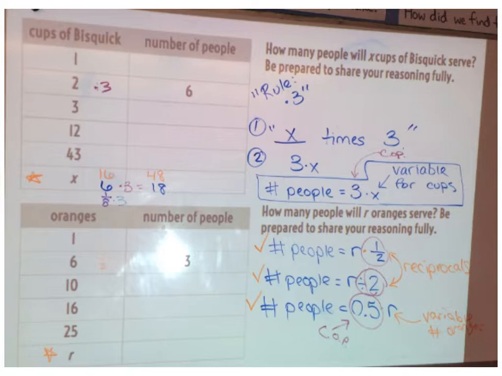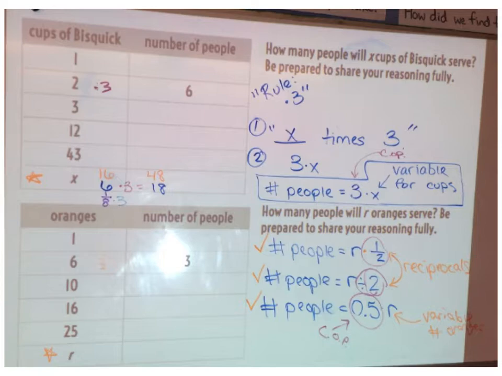And then if you take R times 1/2 and turn it into a decimal and switch the order, which does not matter when you're multiplying, you could also have the number of people could be 0.5 times R. And those were 3 equations that we ended up agreeing all worked for this table.